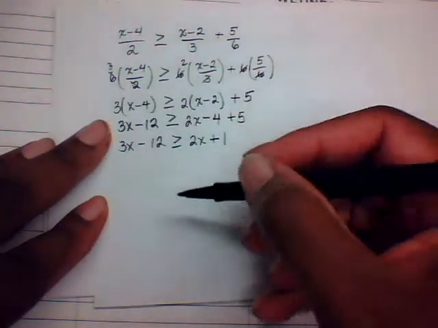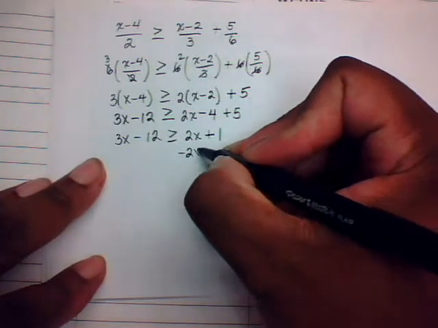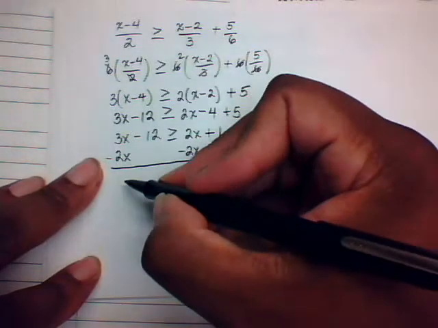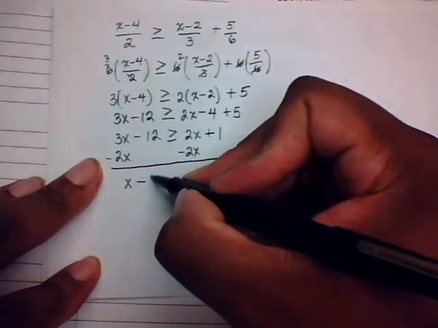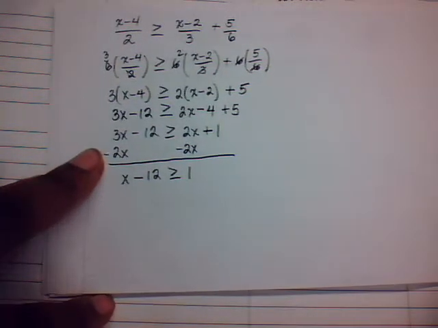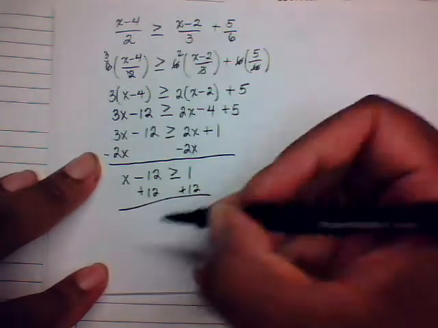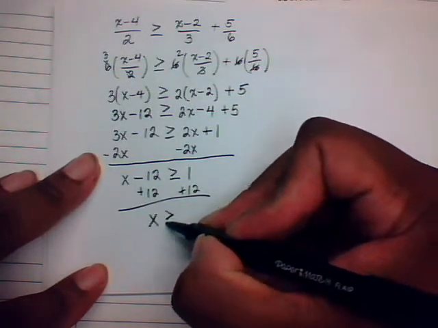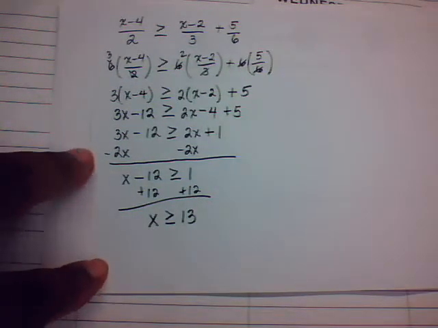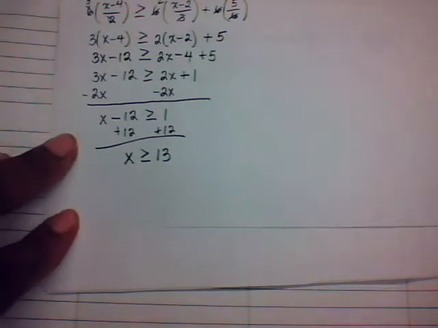And then get the x's on one side of the equation, preferably on the left-hand side. We'll subtract 2x on both sides. So that means 3x minus 2x, that's going to leave me with x, then minus 12 is greater than or equal to 1. And then add 12 to both sides to get the x by itself. So that means x is greater than or equal to 13. So my solution set is this inequality: x is greater than or equal to 13.